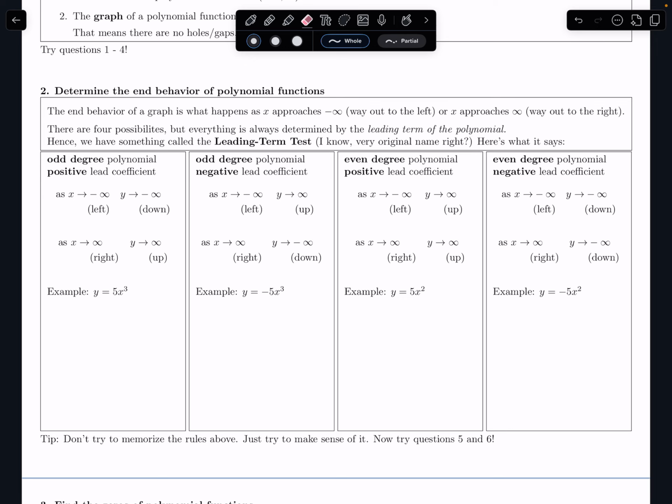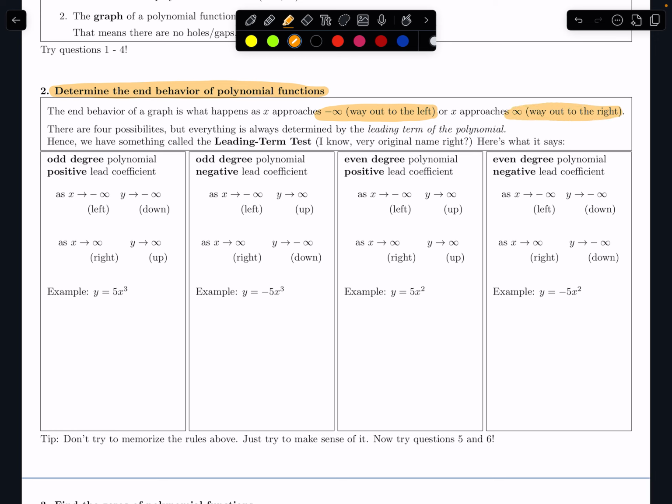Okay, second topic is determining the end behavior of a polynomial function. End behavior just means what happens when x goes way to the left as it approaches negative infinity, or way to the right as it approaches positive infinity. So that's negative infinity, x goes that way to the left, or positive infinity, x goes that way to the right.